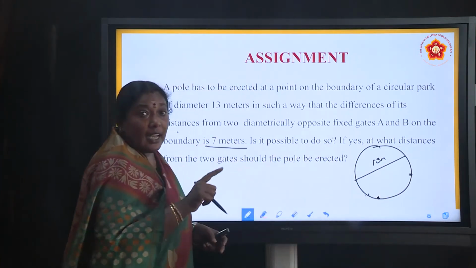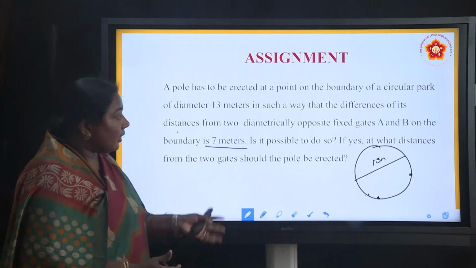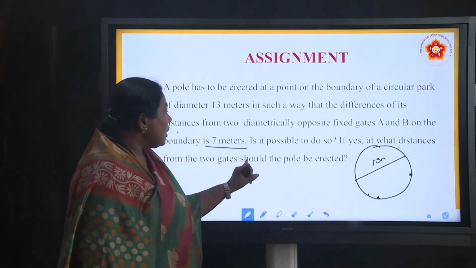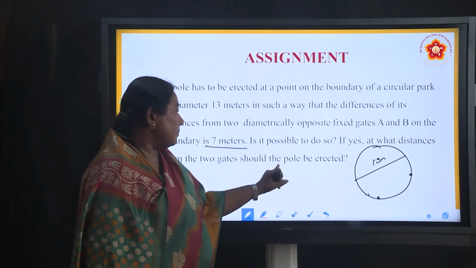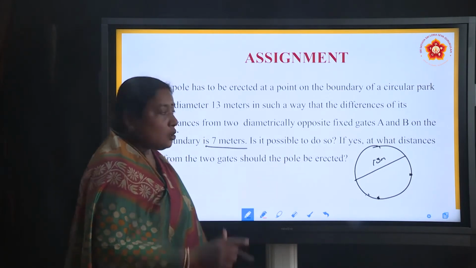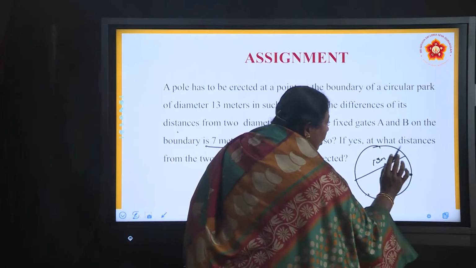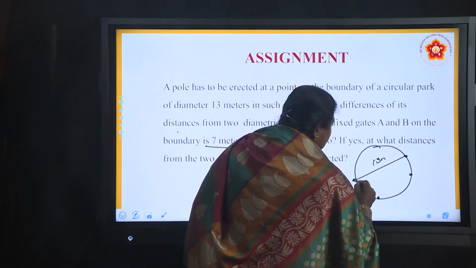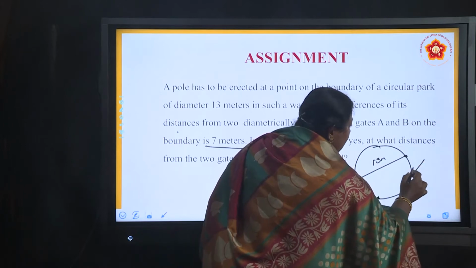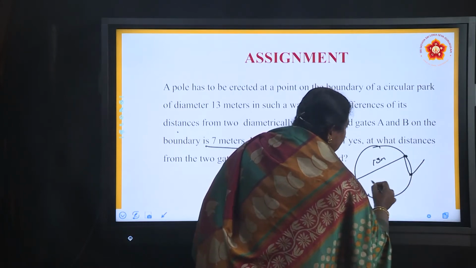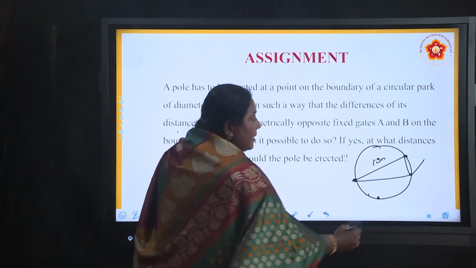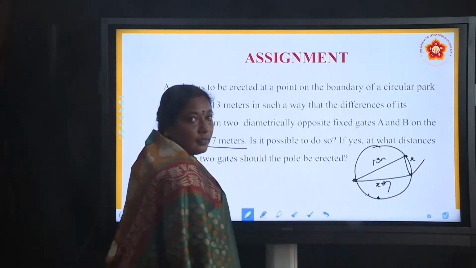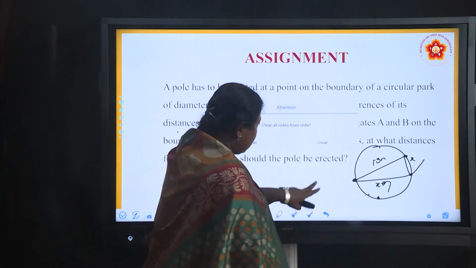First they are asking whether it is possible. Next, if yes, at what distance from the gates should the pole be erected? So, we have to erect a pole somewhere. These are the two gates. My pole is here. So, from that my distances are, one is x and another one is x plus 7. Right. So, let us do it again.